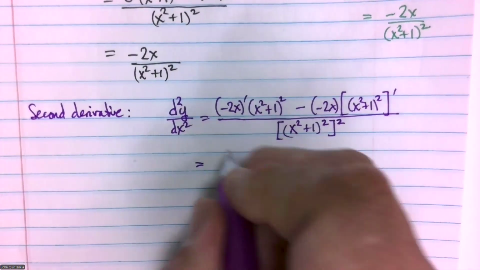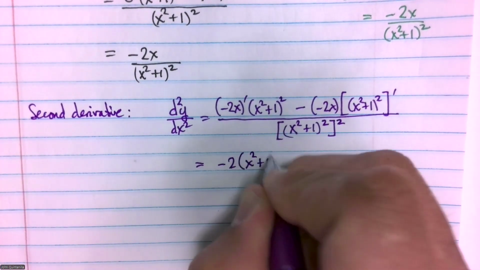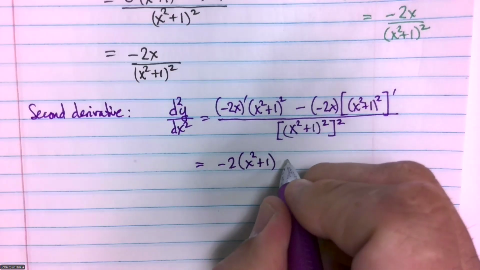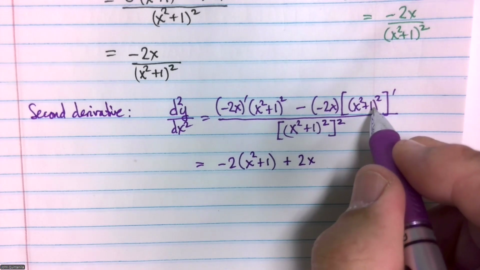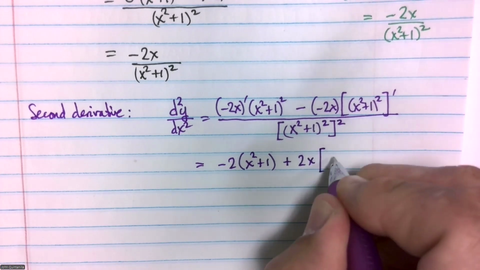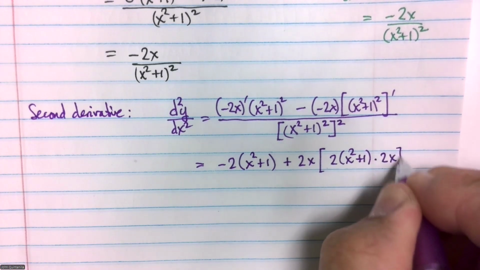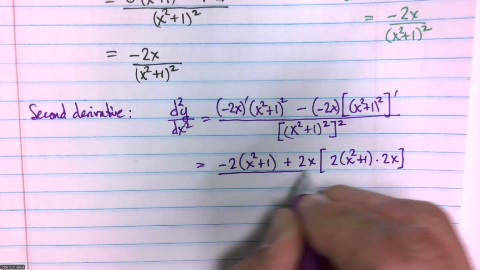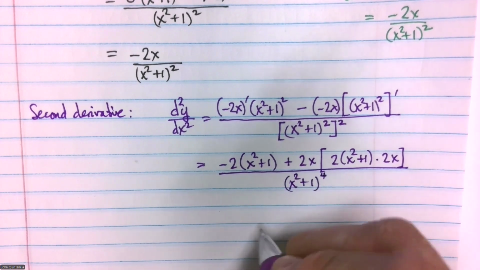Okay, so I have the derivative of negative 2x is negative 2, then x squared plus 1, minus a minus makes plus 2x, times the derivative of x squared plus 1 quantity squared, which is going to be 2 times x squared plus 1 times the derivative of the inside, which is negative 2x, all over x squared plus 1 to the fourth.